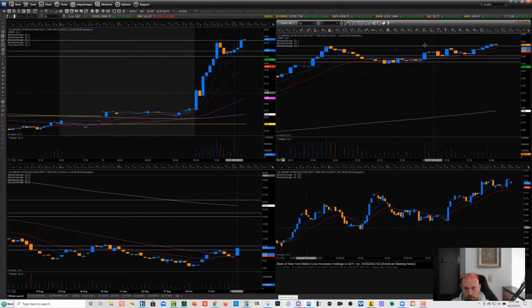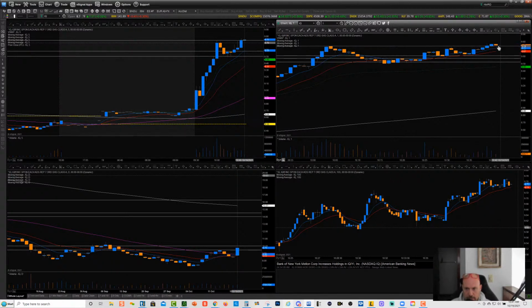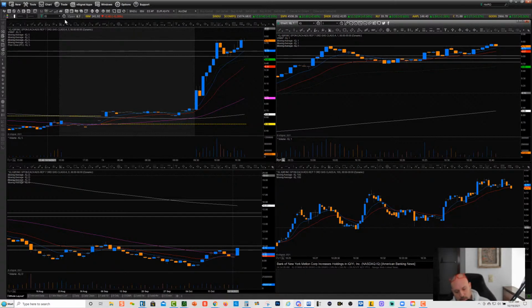And when we go over to OMER, you'll see IQ is just slowly grinding up. But what's nice here on this 1 minute, you've got this 9 EMA catching up. It did bounce off this 5-minute one. It's still a little bit overextended, not too far, but it's starting to creep up. So we'll see if it holds and continues up.